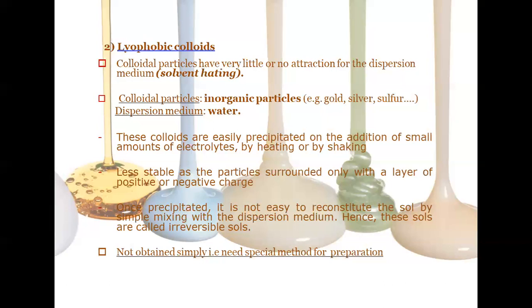For example, colloidal sulfur is made by grinding sulfur with sucrose or lactose. Other stabilizing agents are gum, gelatin, soaps, etc. Next method of preparation is peptization. It is defined as the breaking up of aggregates or secondary particles into particles of colloidal size.